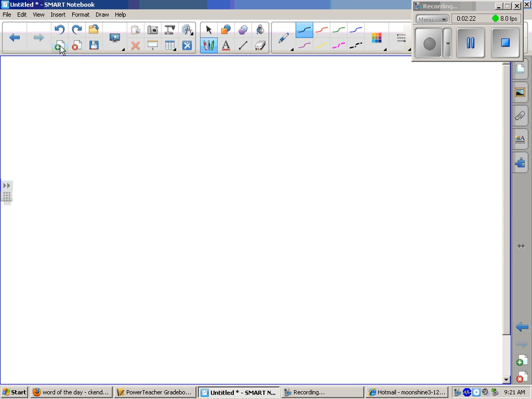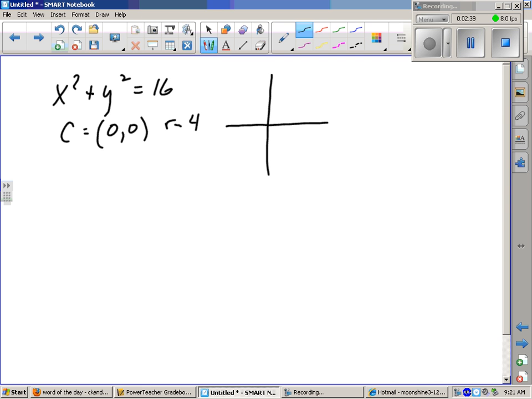All right, what if I had something simple like this? x squared plus y squared equals 16. Well, there are no parentheses, so the center is 0, 0, and the radius is 4. So I just go 4 in every direction and draw the circle. Okay, it looks like an egg. Now I got to bragging, so now my circles aren't looking as good.